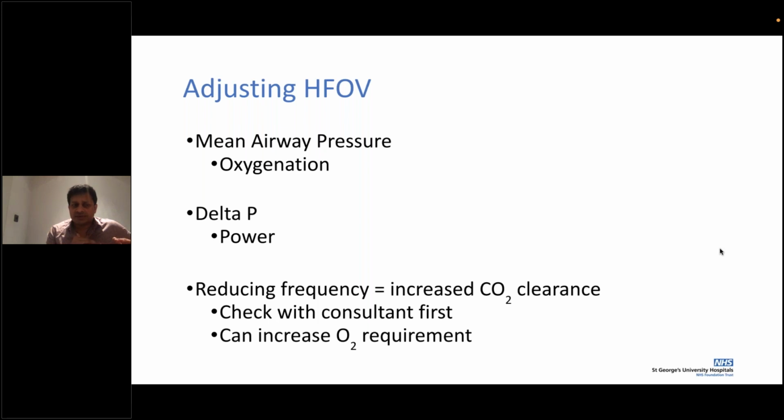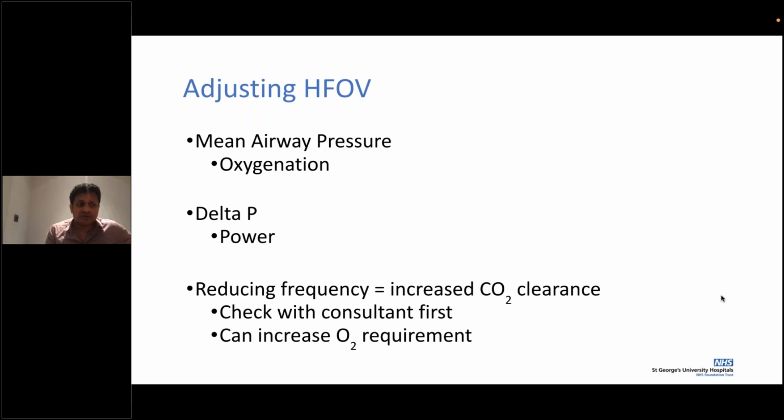Now, mean airway pressure is typically for the oxygenation. So you're really looking at the mean airway pressure: if the oxygenation is not very good, you keep going up. Your delta P is your power, and the CO2 clearance is mainly with the delta P and your frequency. If your CO2 is low, then we increase the frequency. That's because of the tidal volume that is generated. And if it's high, then we reduce the frequency.